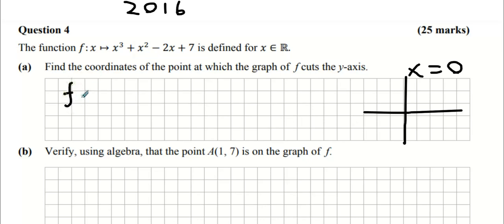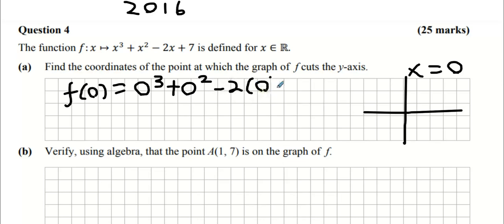So you're going to get your function and you're going to replace all your x values with 0. And when you replace all these x values with 0, you should get the answer 0, 7.